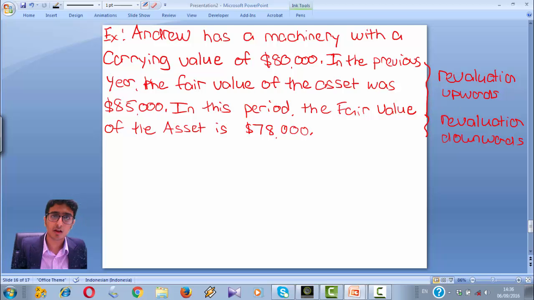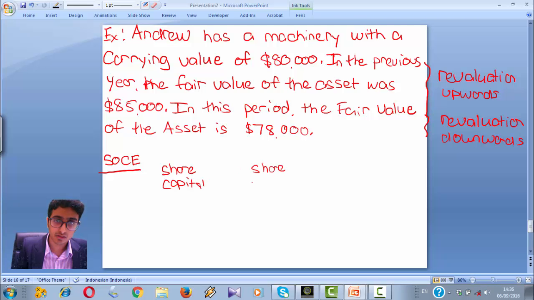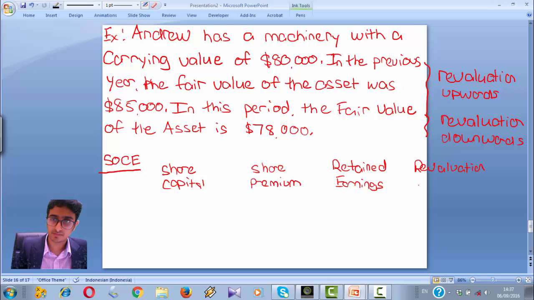Yes? Now, what happens in this scenario? We will have our statement of changes in equity. We have share capital. We have share premium. We have retained earnings. And we have our revaluation reserve. Yes?